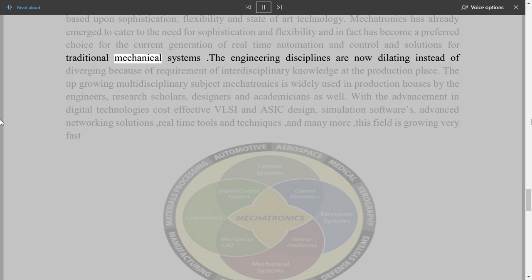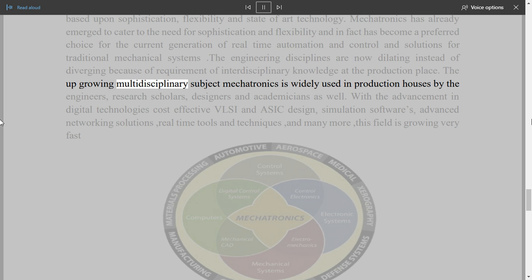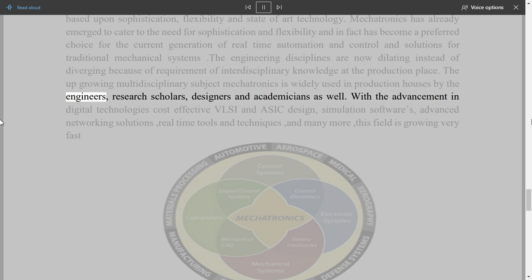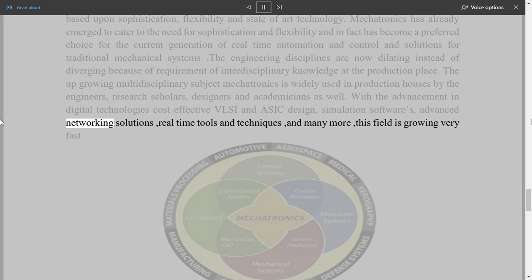for traditional mechanical systems. The engineering disciplines are now converging instead of diverging because of the requirement of interdisciplinary knowledge at the production place. The up-and-coming multidisciplinary subject mechatronics is widely used in production houses by engineers, research scholars, designers, and academicians as well. With the advancement in digital technologies, cost-effective VLSI and ASIC design, simulation software, advanced networking solutions, real-time tools and techniques, and many more, this field is growing very fast.